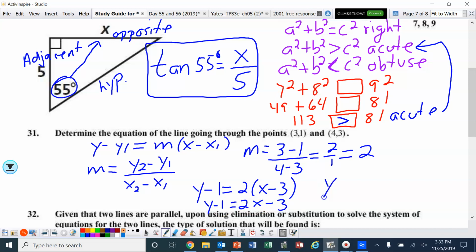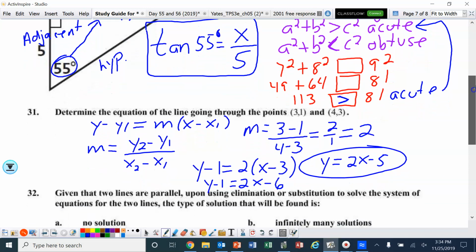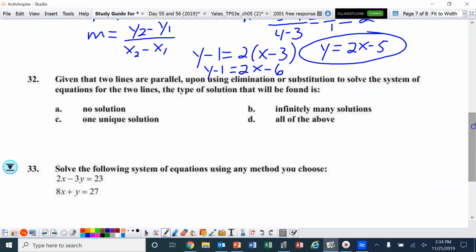I'm going to add 1 to both sides. So 2x minus 2. Oh, wait, I'm silly. Hold on here. I knew something was wrong. 2 times minus 3 is minus 6. Okay, so add 1. So y equals 2x minus 5. Okay, be careful. Don't make a silly mistake like I just did. 2 times the minus 3 is the minus 6. Okay, next.